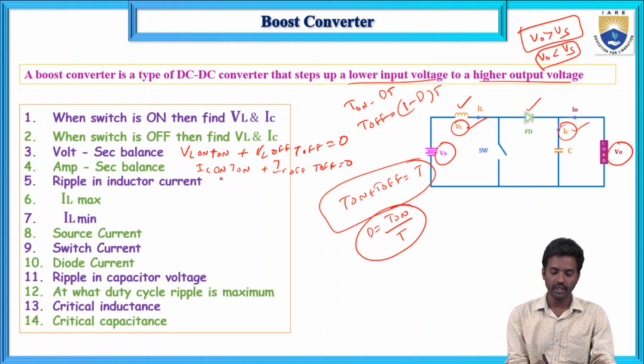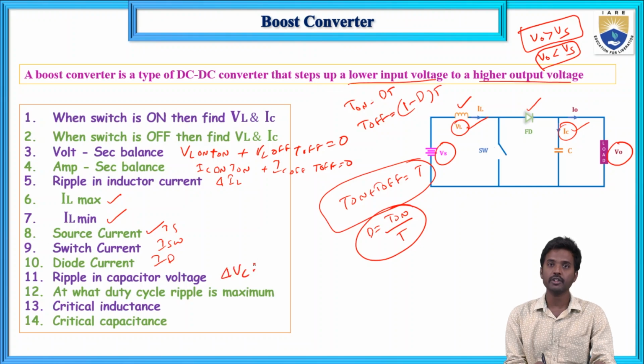Next, we need to derive the ripple in the inductor current, delta IL, then IL maximum and IL minimum, the source current IS, the switch current ISW and the diode current ID, the ripple in the capacitor voltage, and the duty cycle at which the ripple in the voltage is maximum. We also need the critical inductance and the critical capacitance values. So these we need to derive.